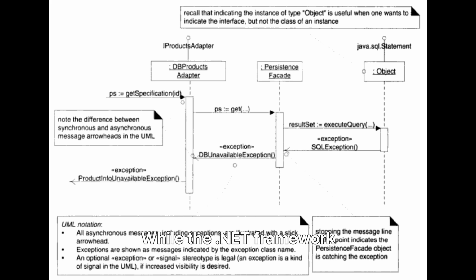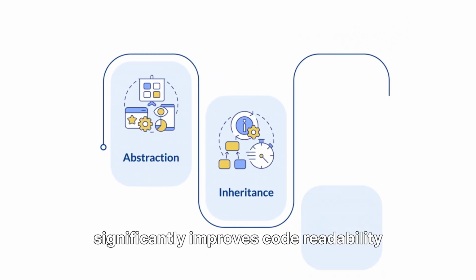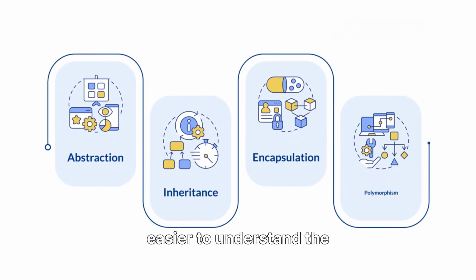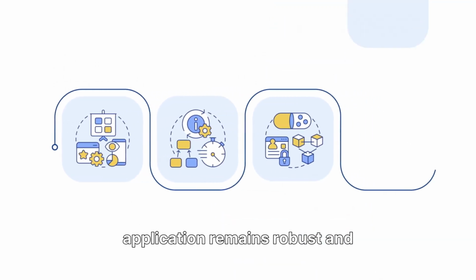While the .NET framework provides many built-in exceptions, custom exceptions allow you to define specific error conditions unique to your application's domain. Creating your own exceptions significantly improves code readability and maintainability, making it easier to understand the nature of an error when it occurs. This structured approach to error handling ensures your application remains robust and user-friendly.